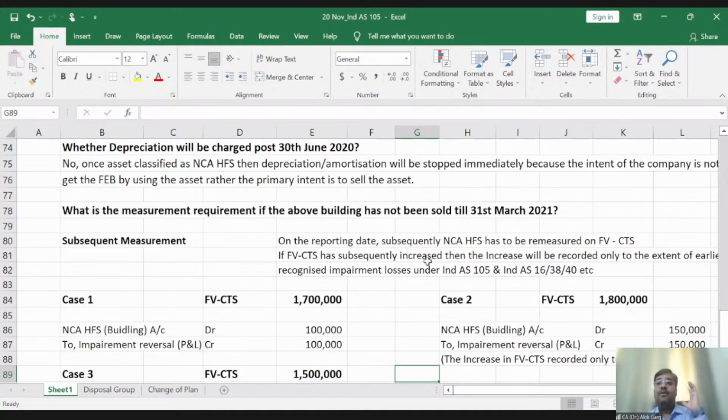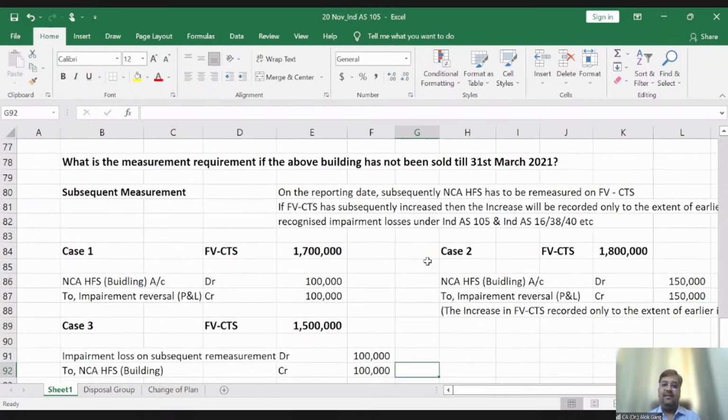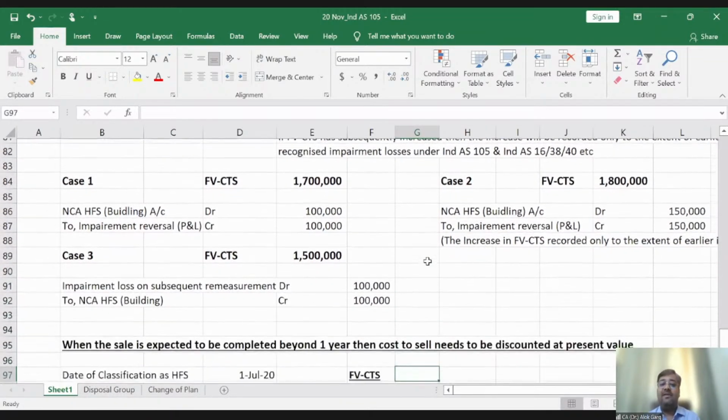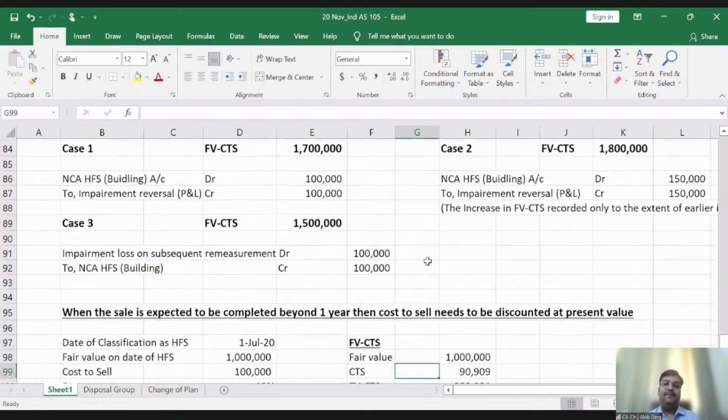When I'm talking about this asset, probably you have recognized an impairment loss under Ind AS 16 and you have recognized an impairment loss under Ind AS 105. So you need to see the cumulative impairment losses which you have recognized in Ind AS 16 as well as Ind AS 105. To that extent, you can recognize this gain, right? So it is considered as an impairment reversal. And I have also discussed 3 cases, right? These 3 cases I have discussed to make you guys clear about this.